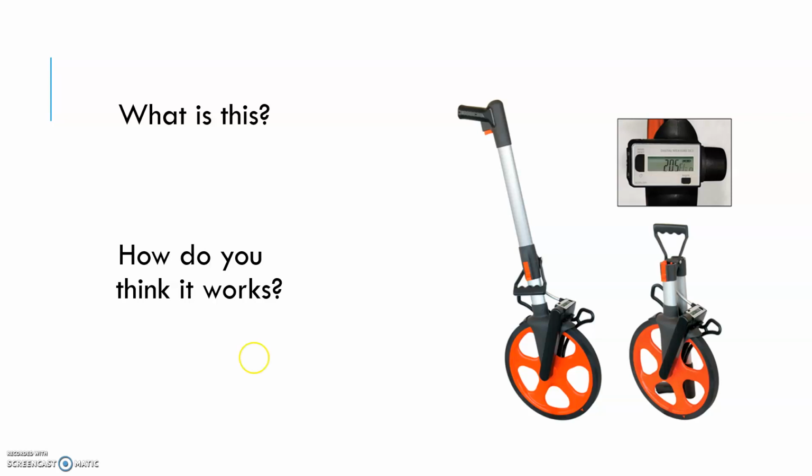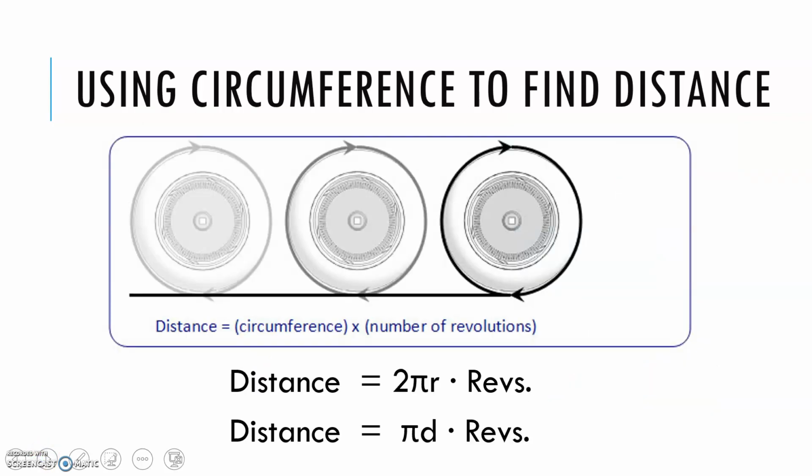And the idea behind it involves this formula here. So that wheel has a circumference. It has a distance around the wheel. And every time it spins, that wheel captures how many revolutions it's making. So it takes the wheel's circumference and keeps track of the number of revolutions, and it turns that into a total distance. So down here, I have two formulas that are based on the circumference.